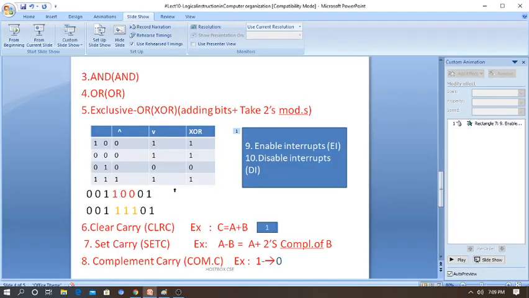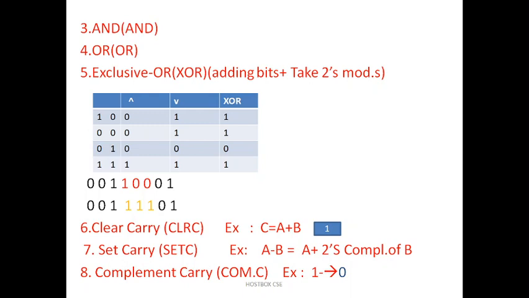Let's go back to the presentation. The next one is clear carry. What is clear carry? For example, I am going to add two numbers, C is equal to A plus B, in binary format, like 1 0 0 0 or 1 0 0 1. Whenever I do the binary addition, I may get a 1 as a carry at the end. If a carry comes and I go on to other operations, leaving it is called clear carry.